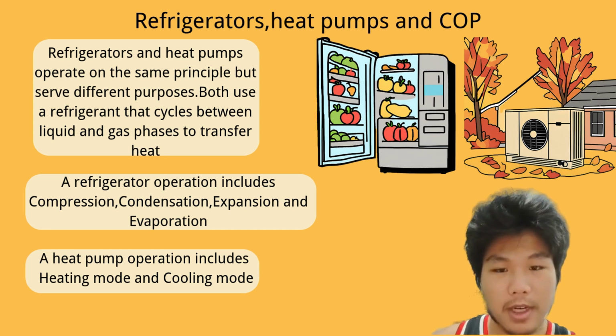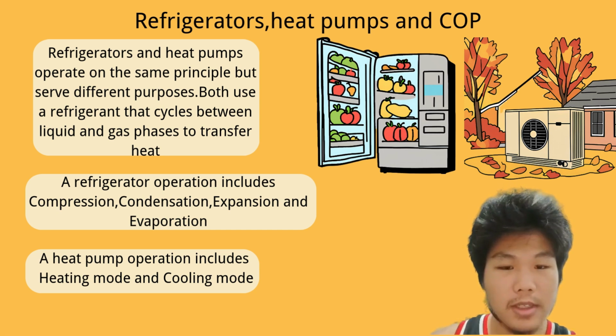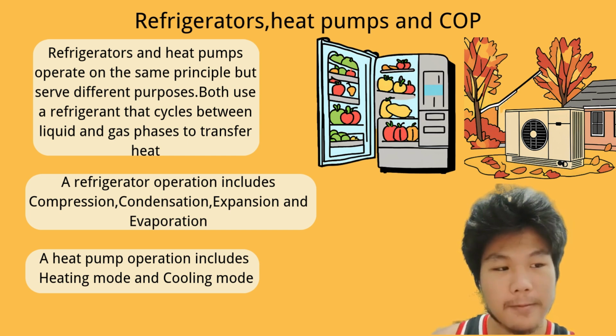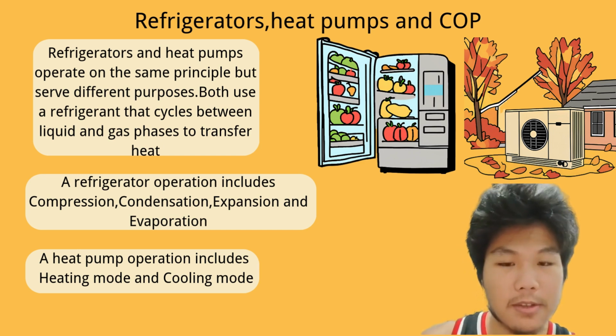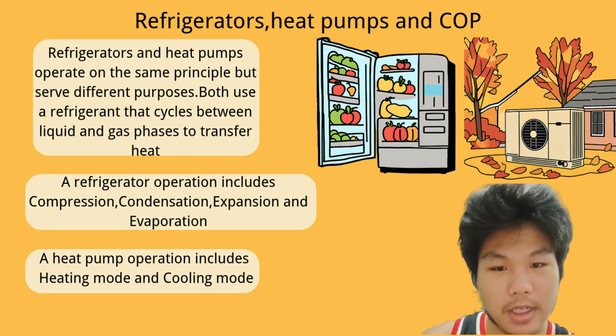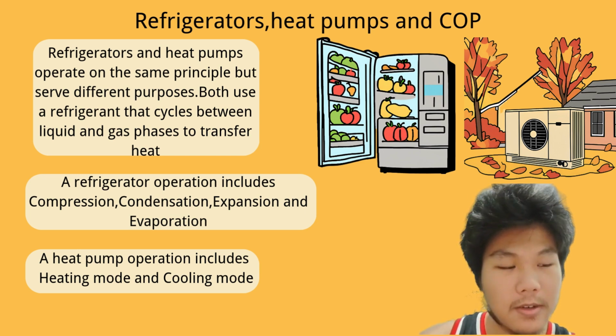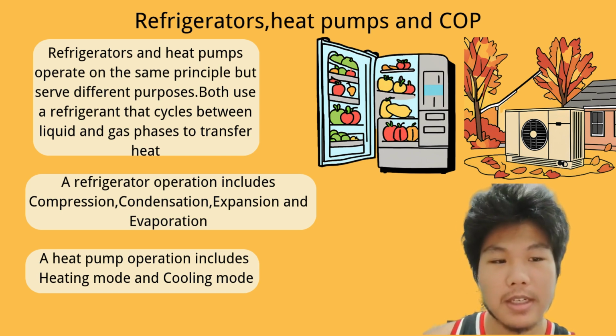A refrigerator operation includes compression, condensation, expansion, evaporation. In compression, the compressor increases refrigerant pressure and temperature. In condensation, hot refrigerant releases heat and becomes liquid. In expansion, pressure drops, refrigerant cools and evaporates. In evaporation, cold refrigerant absorbs heat from the interior.